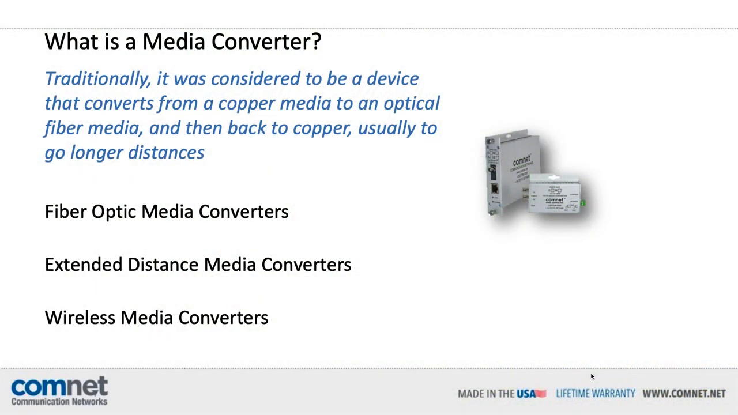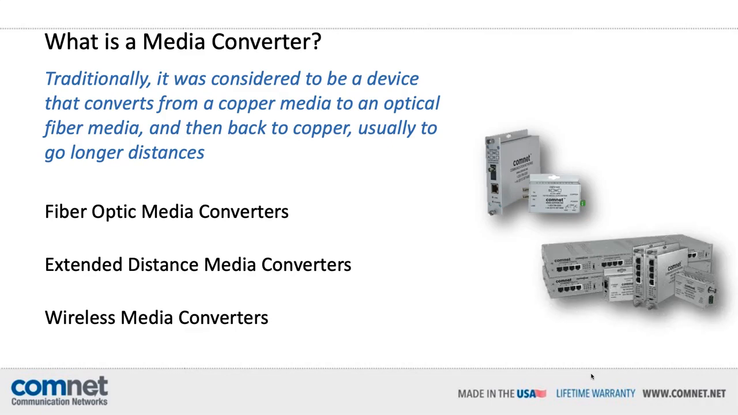Let's start with defining a media converter. Traditionally, it was considered to be a device to convert from copper media to an optical fiber media and then back to copper, usually to send the data longer distances than the standard copper cabling can handle. But in today's IP-centric world, media converters work on lots of different types of media, and Comnet makes one for each. The three that we are talking about today are fiber optic media converters, extended distance media converters, and wireless media converters, and all are transmitting an Ethernet signal.